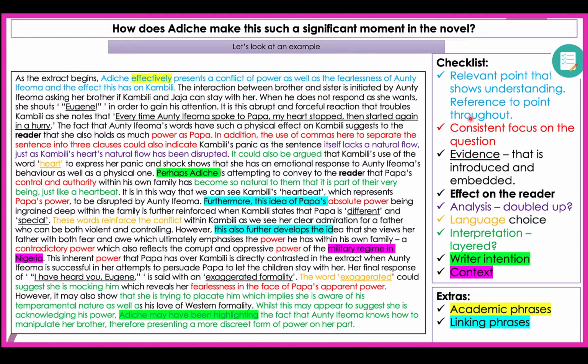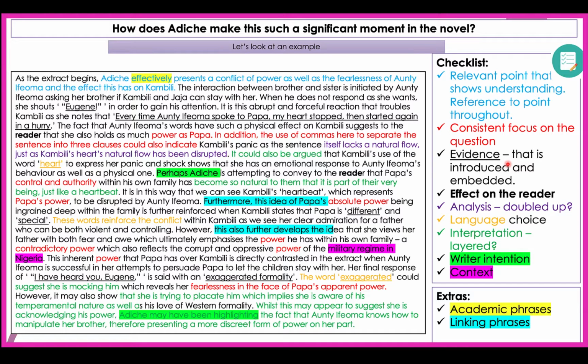Down the side here I've got a checklist. Now I put the checklist here just so not only are you able to see how I'm hitting the different assessment objectives and how I'm demonstrating those different skills that are required for a high grade here, but also so you can have this checklist for yourself. You know, when you're writing up your own essays, you can have this checklist near you or try and remember what's on the checklist, and it just prompts you to take your ideas further. So we have a relevant point that shows understanding and also reference to point throughout, and this also is the red bit, consistent focus on the question.